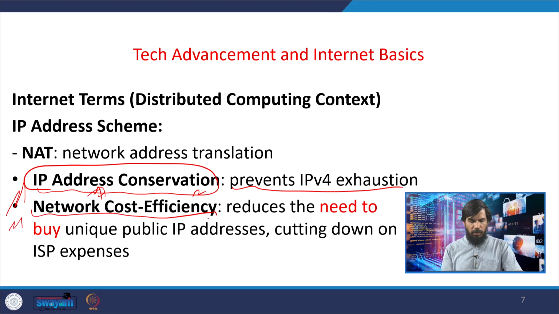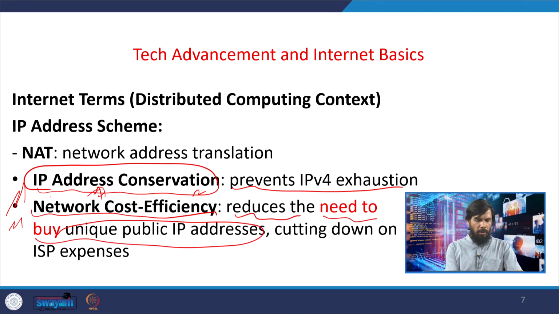So, network cost efficiency. Another benefit is that it reduces the need to buy unique public IP addresses. Both are connected. So, IP address conservation is happening. Therefore, your need for buying new unique public IP addresses goes down, and that will cut down ISP expenses, because you are not buying more IP addresses, and therefore, it will improve the network cost efficiency, right.